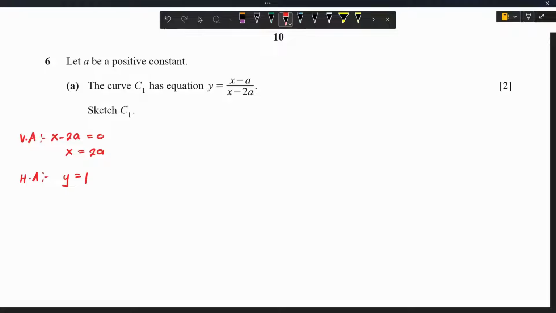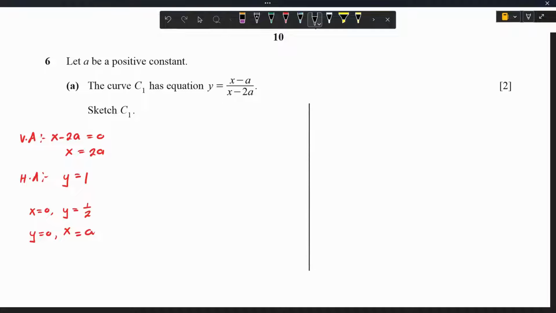Next, we are also going to look at the intercepts. For the intercepts, we're going to say when x is 0, what is y? And when y is 0, what is x? When x is 0 here, we will get y to be a half. And when y is 0 here, we will get x to be a. So essentially, these are the things we need, and we can now make a sketch.